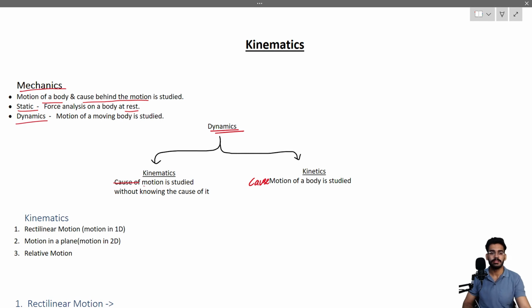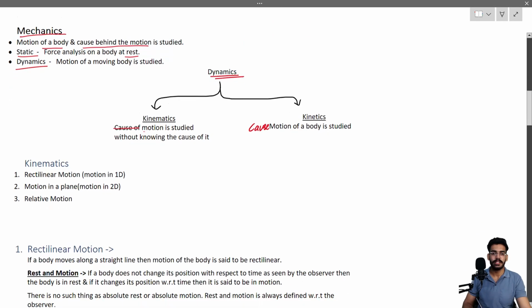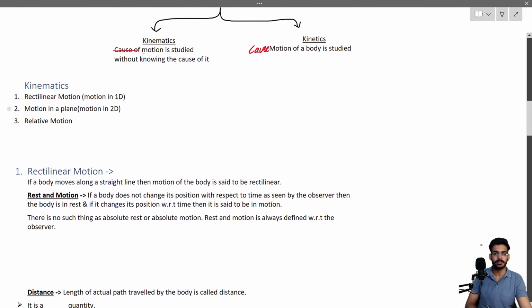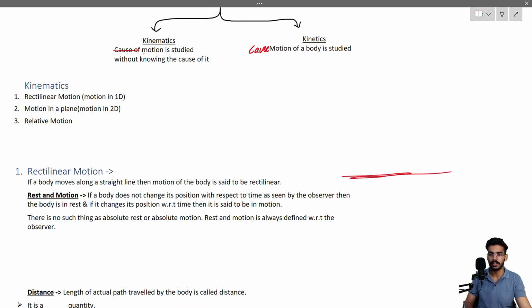Now next, further we divide kinematics into three parts. One is rectilinear motion, one is motion in a plane, and third is relative motion. First, understand what rectilinear motion is. In brackets it is written motion in 1D. When your particle travels in a straight line, it can go ahead and then come back also, but it should move in a straight line only. That is basically rectilinear motion.